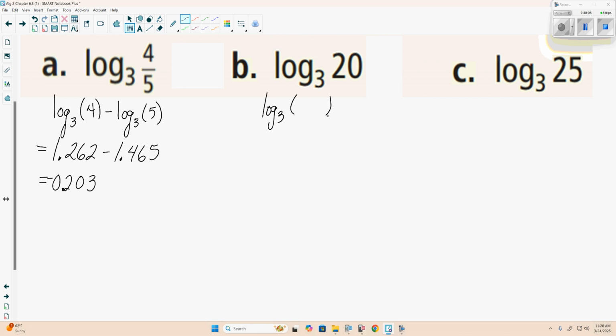Let's look at B, log base 3 of 20. Well, 20, using 4 and 5, how can we rewrite 20? 4 times 5. Since we do have a product inside our log, we can say that this is the same as log base 3 of 4 plus log base 3 of 5. Since we have 4 and 5 being multiplied together inside the log, we can rewrite it as a sum of the two logs.